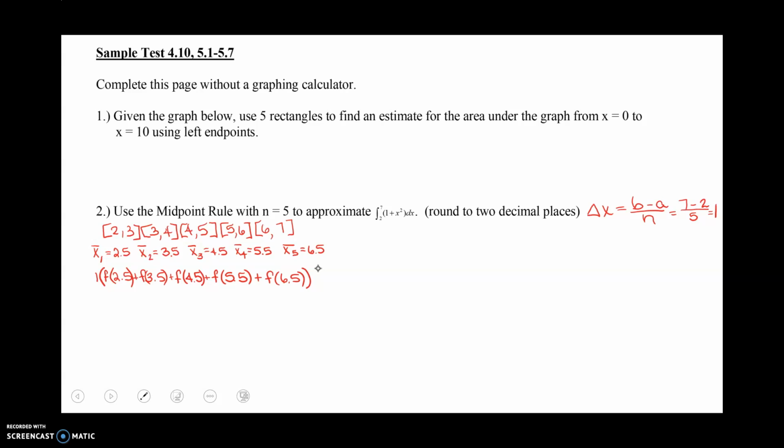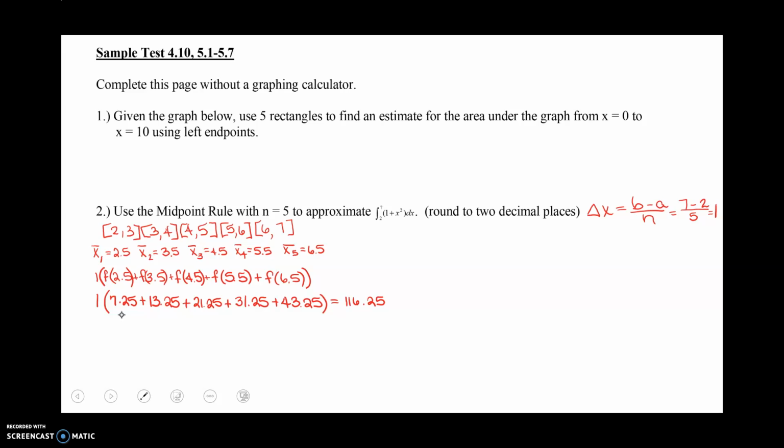So to find the midpoint rule, we are going to use the change in x, which for us was 1, times f of the first midpoint plus f of the second midpoint plus f of the third one, the fourth one, all the way to the last one. Now, when we say f of 2.5, that means take 2.5 and plug it into the function. So our function was 1 plus x squared. So we're going to say 1 plus 2.5 squared. So 1 plus 2.5 squared would give me 7.25.